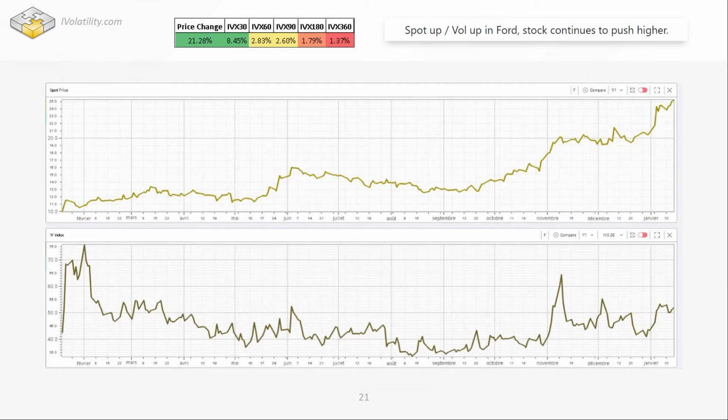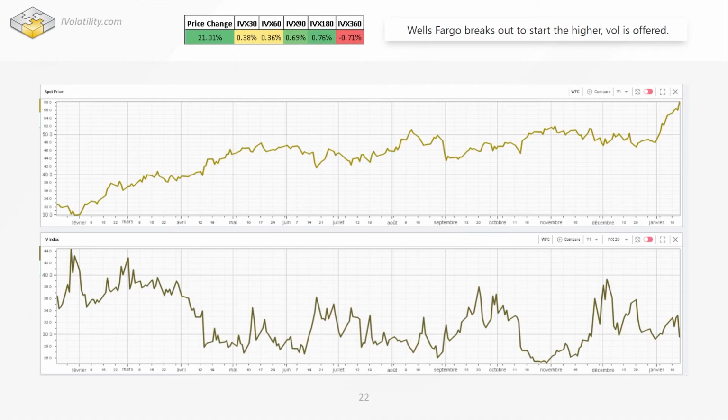Another example is in Ford, spot up, vol up. We can see that such a violent move, up 20% in a few weeks. If you're long calls in those, I mean, you gain on both sides. You gain on the vol and you gain on the spot. Amazing move as well when you zoom out in Ford. I mean, we were trading at around $10 beginning of 2021. We are now trading around 25. So amazing spot move.